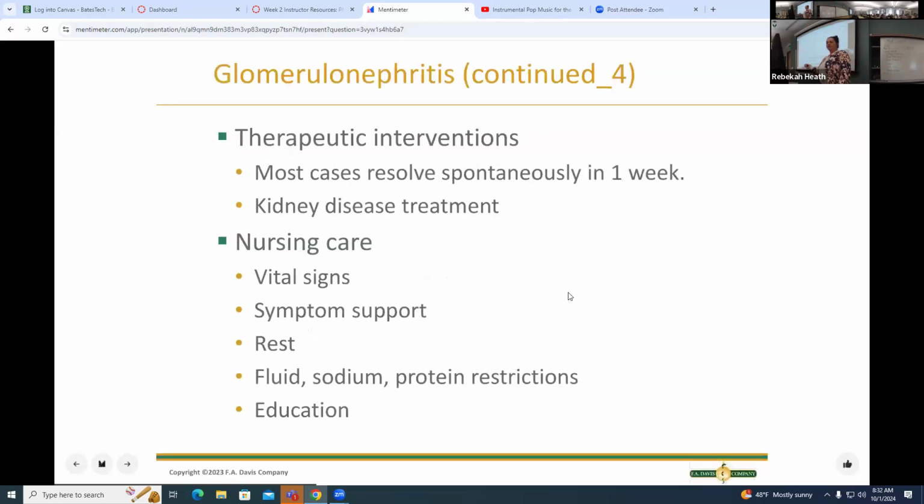So what do we do? Most cases, unless it's the chronic glomerulonephritis, will resolve themselves within about a week. So we want to do a lot of supportive care. Vital signs, symptom support, right? If they're really edematous, if their feet are really swollen, then we have to take care. Let's get them still drinking a lot of fluid. Let's get them extra protein in their diet because they're excreting all of this protein.